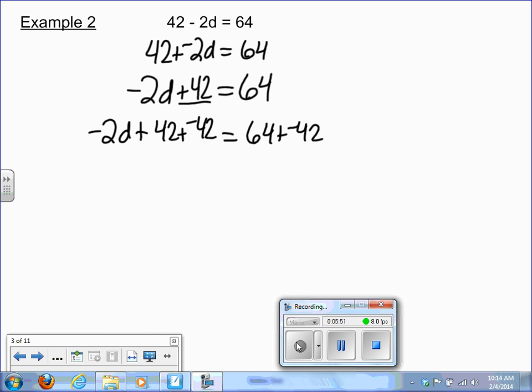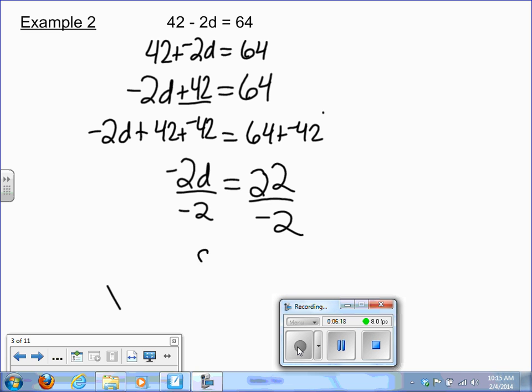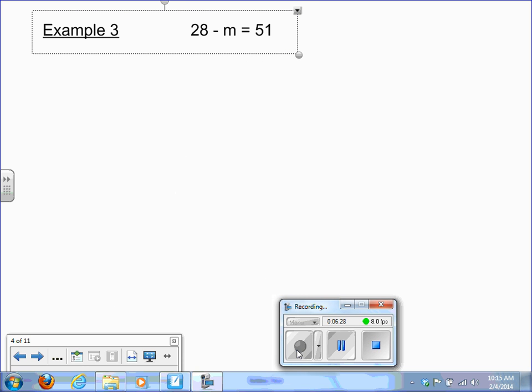Very good. What am I left with? Akash. Negative 2d equals 22. Negative 2d equals 22. What should we do to both sides? Maya. Divide both sides by negative 2. And what does d equal, kids? Negative 11. Very good.